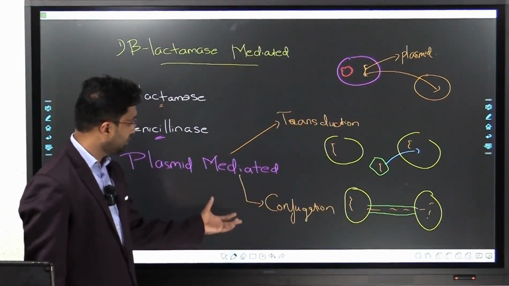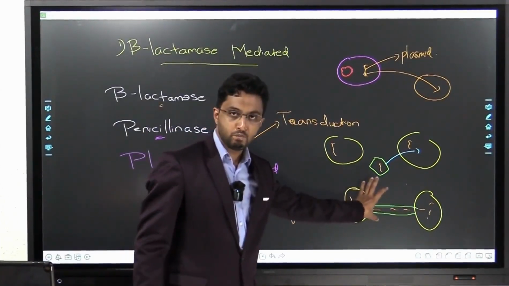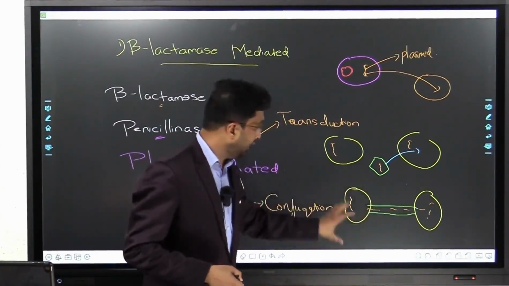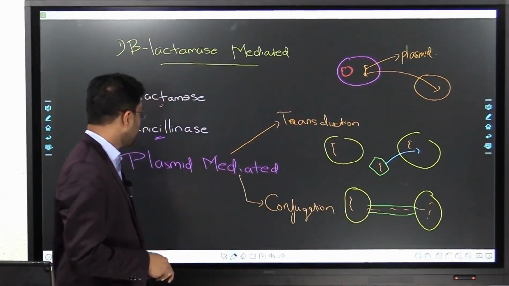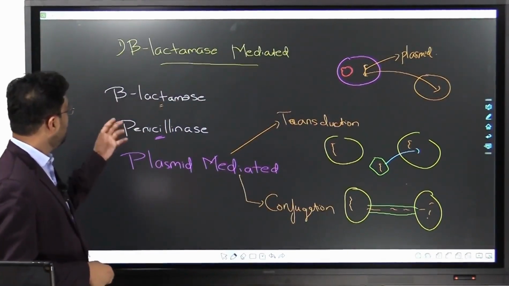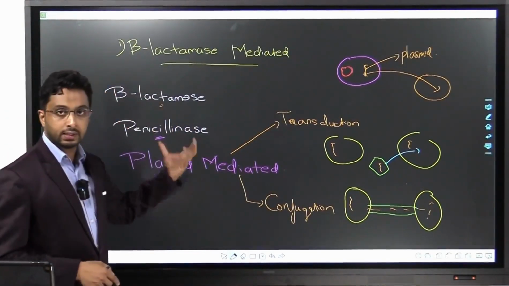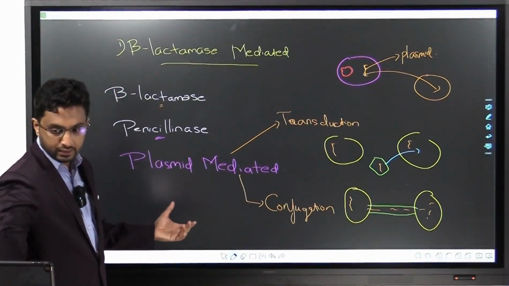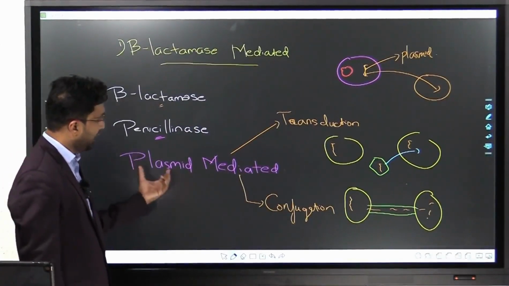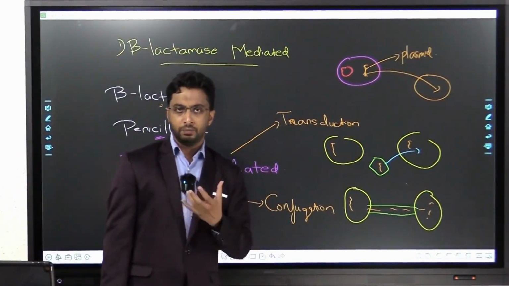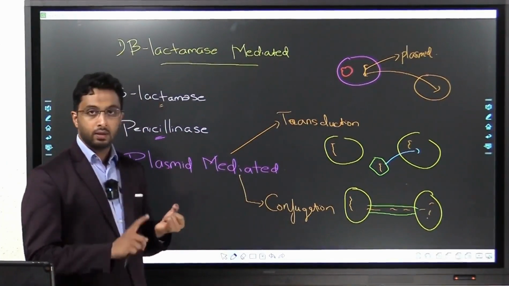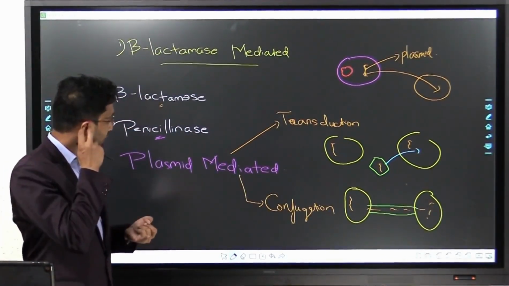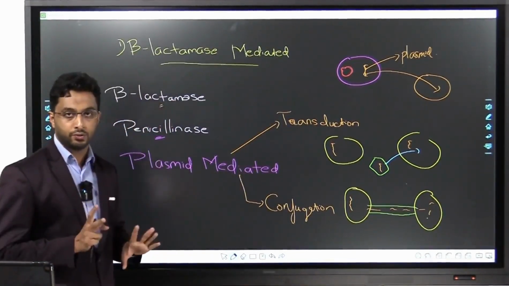So this is the method through conjugation. So it's kind of joining. There's a joining through sex pili, and these are the two methods, transduction and conjugation. These are what you have to know: the first kind of resistance developed either by beta-lactamase or penicillinase, and it is plasmid mediated. Very important. They can ask you, is beta-lactamase resistance chromosomal DNA mediated or plasmid mediated? Plasmid mediated. Is it by which methods? Transduction and conjugation. Got it?